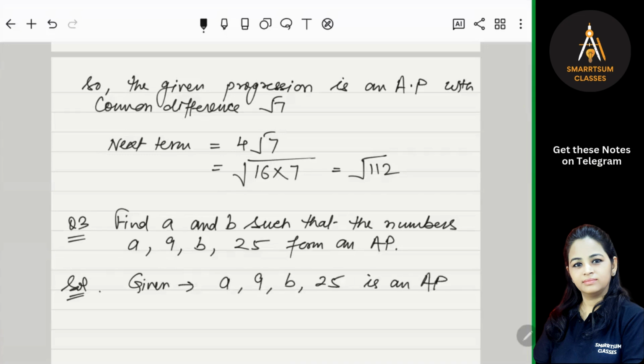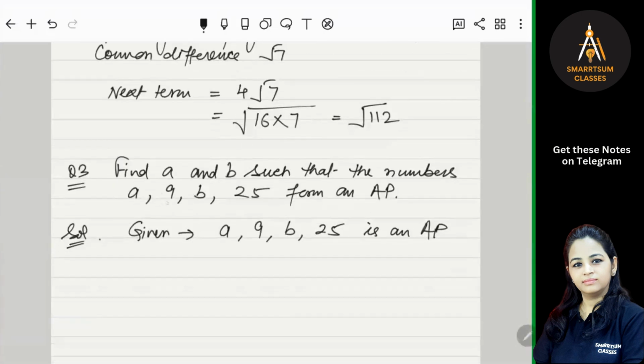Okay, so if it is an AP, then they should have a common difference, right? Okay, so if we find the difference between the second and first term and fourth and third term, it should be same. Yes or no? Everybody getting me? Okay, that means 9 minus A, right, should be equal to the difference between third and second term, means B minus 9, and it should be equal to 25 minus B. All should be same because they should have a common difference. Is that clear? Yes or no?